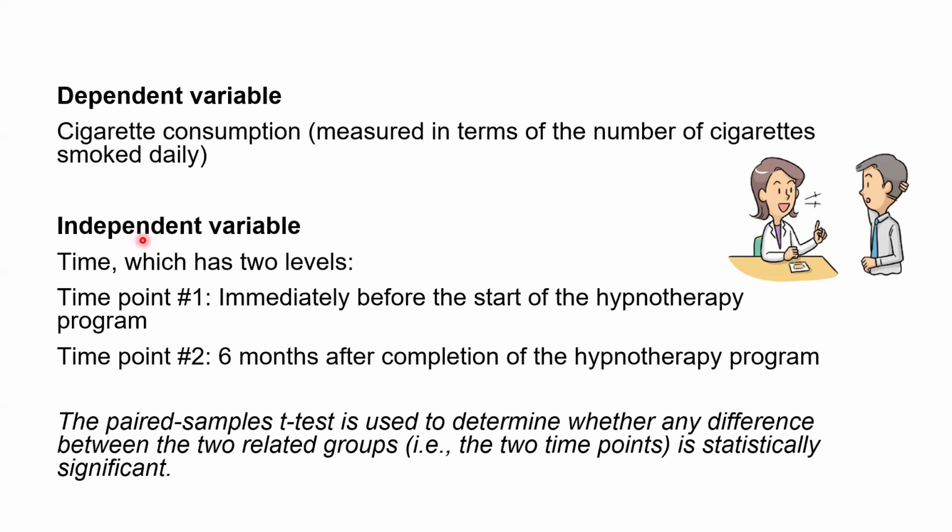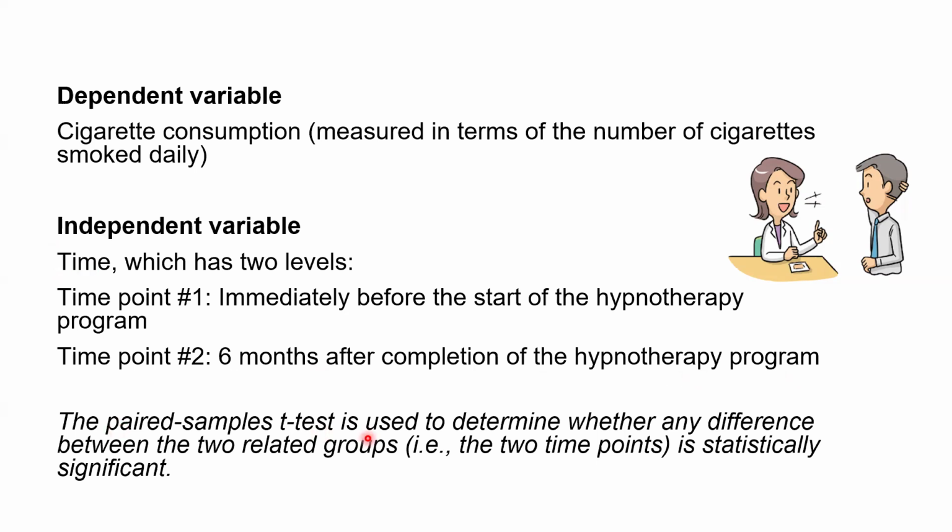Now, our independent variable is time because there were two time points. Right? Now, the time here has two levels. The first time point is before the start of the hypnotherapy program, and the second time point would be 6 months after completion of the hypnotherapy program. Okay, so time points would be our independent variable, right?